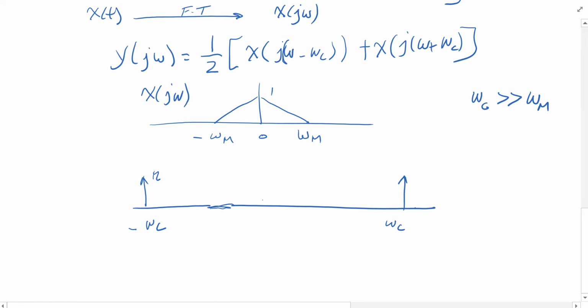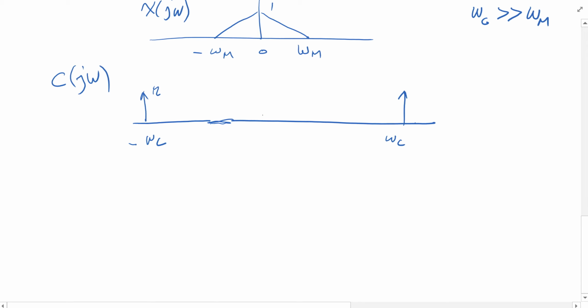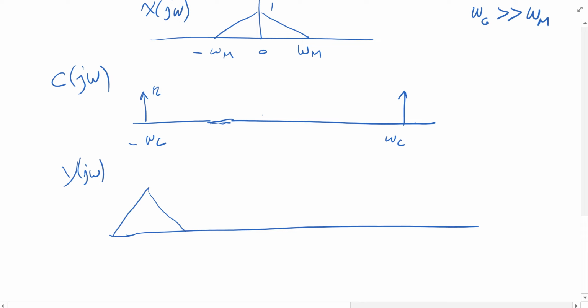Okay, so this would be my C(jω). If I go ahead and convolve these things, what I'm going to end up with is Y(jω), which is basically going to be one picture here and one picture here. What's going to happen is that the size just goes down to 1/2. This is going to be centered at ω_c again, and this distance is going to be the maximum frequency of the signal, and a similar thing is going to happen at −ω_c.